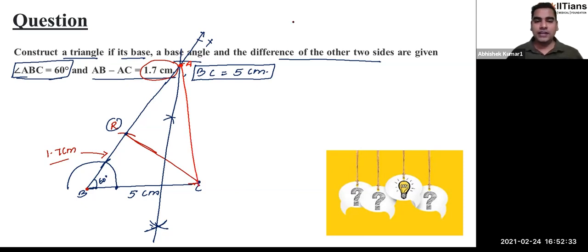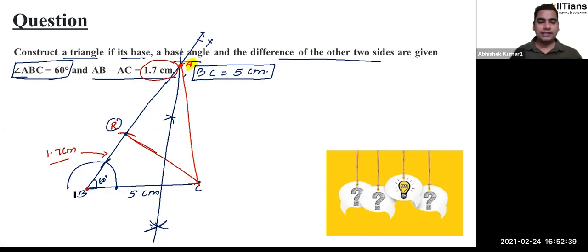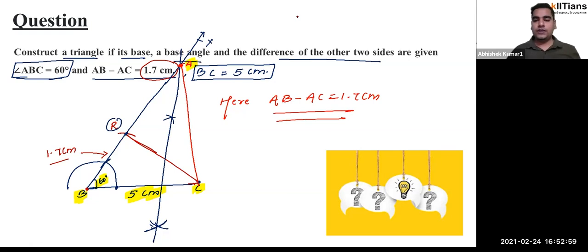So when you join A to C using a ruler, you will get your required triangle, and all the properties will be satisfied here. So the triangle is ABC. Angle B will be equal to 60 degree. BC is equal to 5 centimeter. And the difference of AB and AC will be equal to 1.7 centimeter. Is that clear? So here AB minus AC is going to be equal to 1.7 centimeter. So we are done with this. I hope it's clear. Please go through it before I show you the step-by-step solution for this.